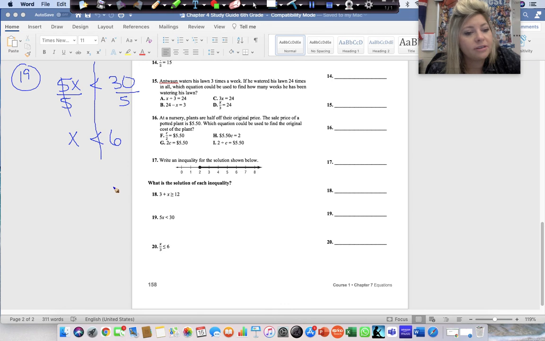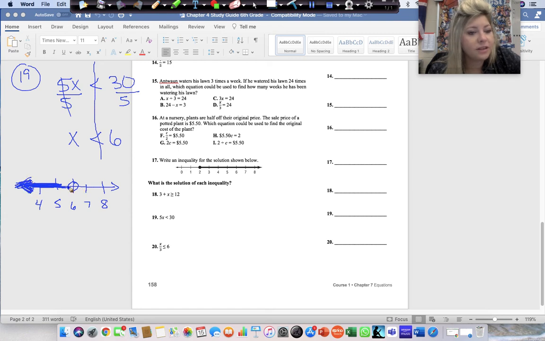So to graph this on a number line, we have 6 in the middle, 7 and 8 to the right, and 5 and 4 to the left. We want to circle 6, but we are not coloring it in because this does not say or equal to 6. It says x is less than 6. So we need to shade in the direction of all the numbers that are less than 6.